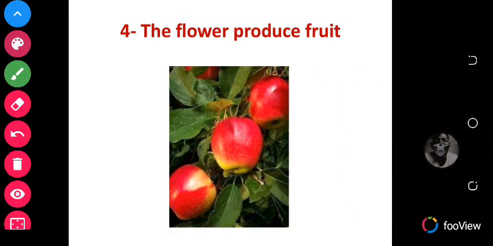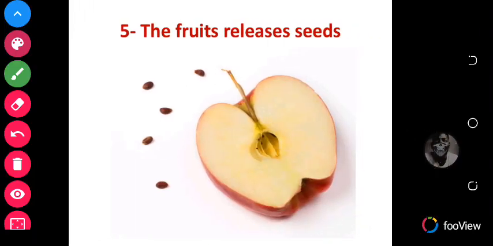So that is what we have here. The flower produces fruits. And once fruits come into play, another thing that should come into mind is seeds. Seeds come into play, and seeds is the fifth one.